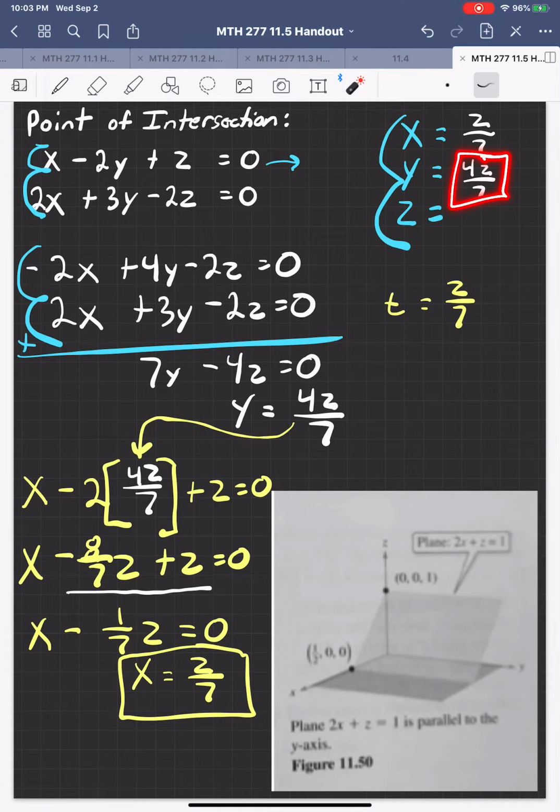And then of course I need to also figure out what z is. So in terms of t, ready? So x is equal to z over 7, which I'm going to call t. So what would y be equal to then? Well, y is equal to 4 times z over 7. So that's 4t.